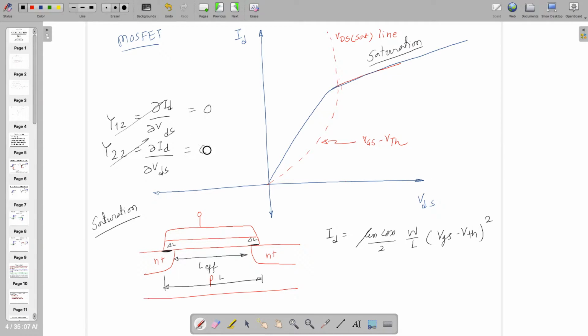Those were 0. But in reality, when there is such kind of effect, which is known as channel length modulation. The way you were calling the earlier effect was early effect voltage. Do you know why it's called early effect voltage?